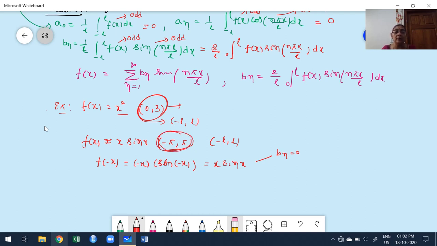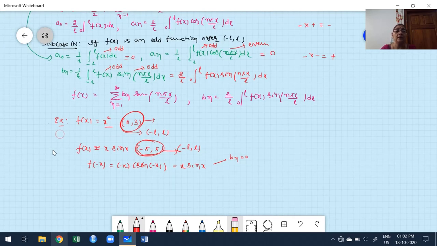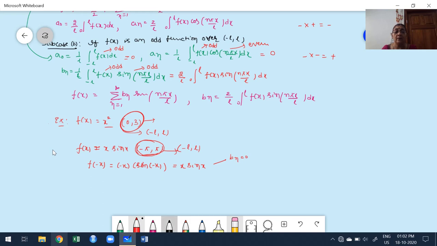Before considering the even or odd definition, first observe the limit. Suppose the limit is in the form of minus L to L, then I have to go for even or odd. And also another point on which the students get confused: suppose the function f of x is defined in the interval minus L to plus L. Now we have to verify even or odd, but we can't say that it is always even or odd. For example, f of x is equal to x plus x square over the interval minus pi to plus pi. Yes, it is in the form of the second case.